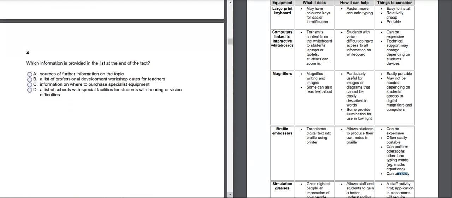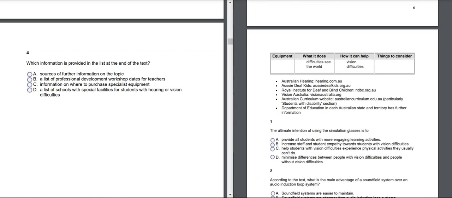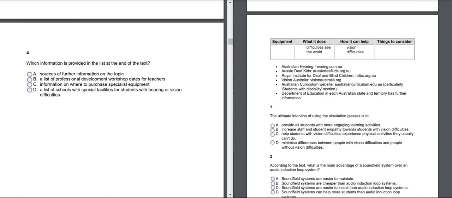Question 4. Which information is provided in the list at the end of the text? So it's got a list of websites. Sources of further information? It absolutely. Professional development workshop dates? Well, they're not dates, so it certainly can't be that. Information on where to purchase specialist equipment? If it said it above, that's a possibility, but I wouldn't have thought so.